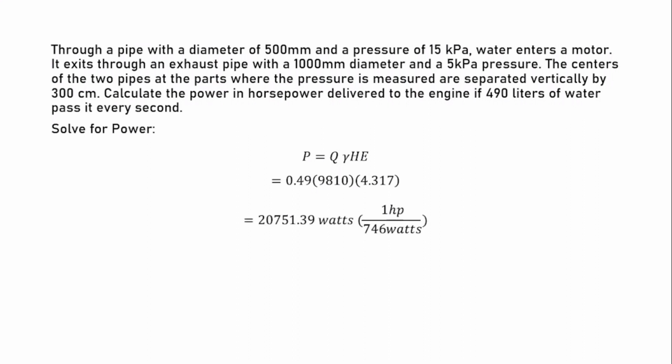Solving, we get 20,751.39 watts. Since in our problem we need to calculate the power in horsepower, we need to convert 20,751.39 watts into horsepower, which is equal to 20,751.39 watts times 1 horsepower over 746 watts. Calculating, we get P equals 27.82 horsepower. And this is our answer in this problem.